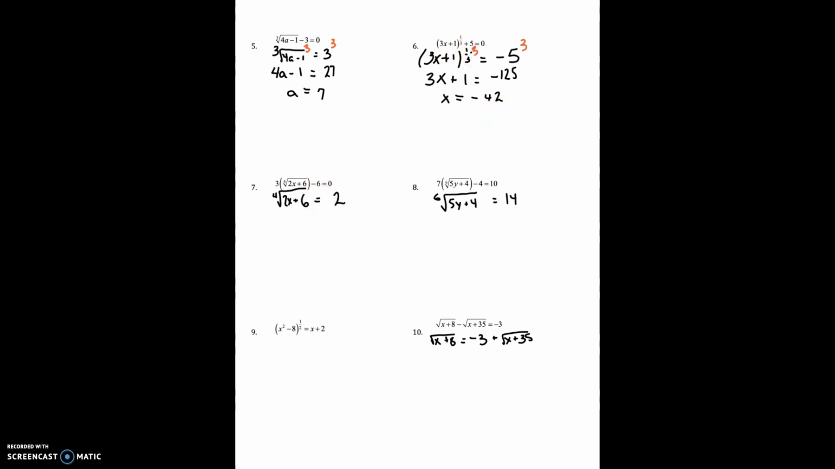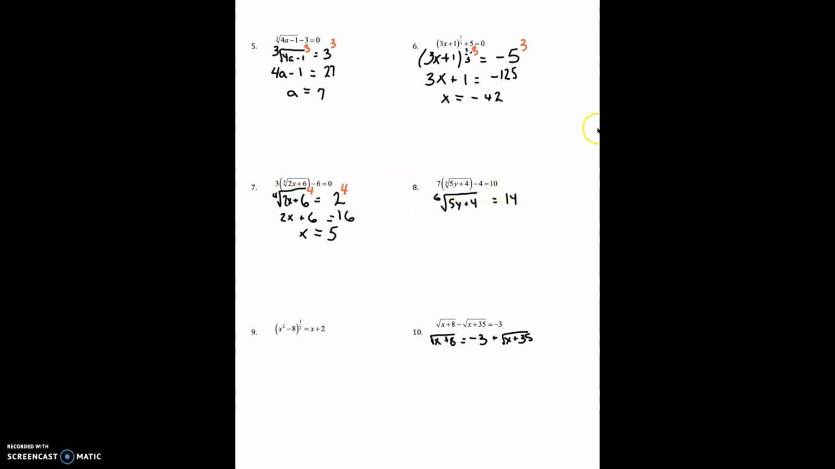7 has a 4th root. So what do you think? How do we undo a 4th root? We're going to take both sides and raise them both to the 4th power. So we get 2x plus 6 equals 16. Subtract 6, divide by 2, we get x equals 5. And we can go ahead and check that. 10 plus 6, 16. 4th root is 2. Multiply that by 3 is 6, and then subtract 6 is 0.